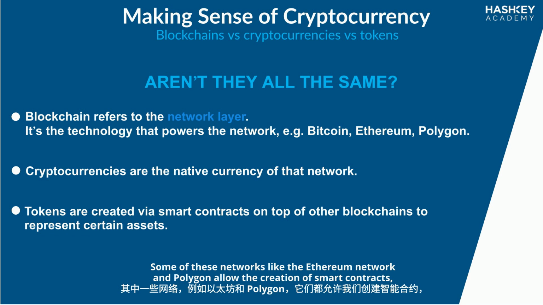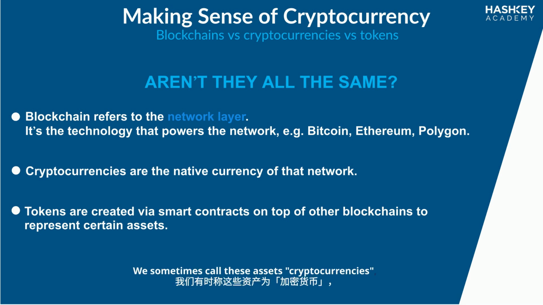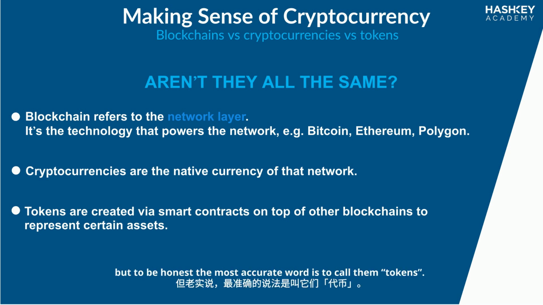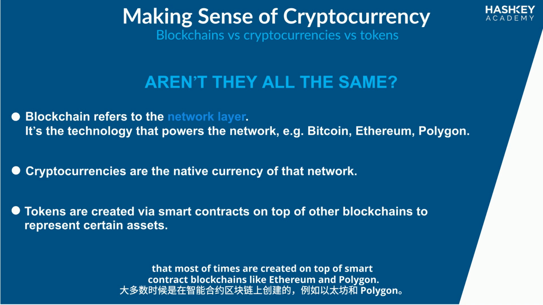Some of these networks, like the Ethereum network and Polygon, allow the creation of smart contracts, and you can create tokens via smart contracts on top of these blockchain protocols to represent certain assets. We sometimes call these assets cryptocurrencies, but to be honest, the most accurate word is to call them tokens. Some examples of these tokens are stablecoins, which most of the time are created on top of smart contract blockchains like Ethereum and Polygon.